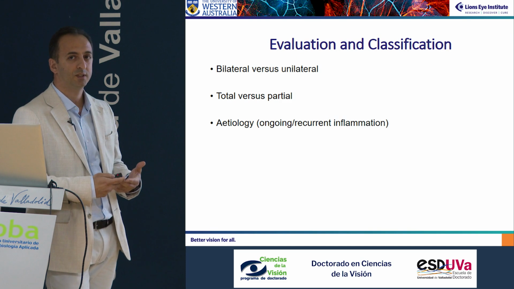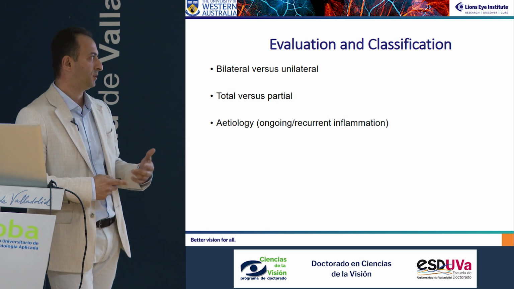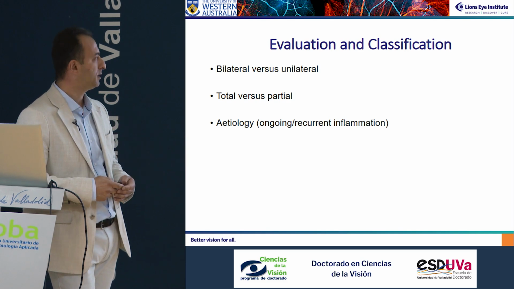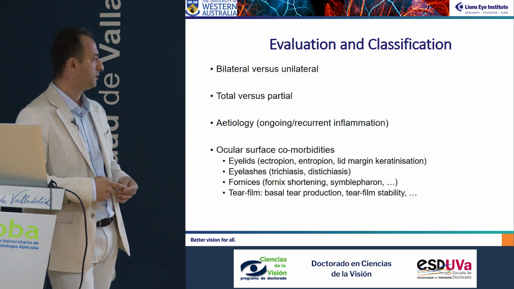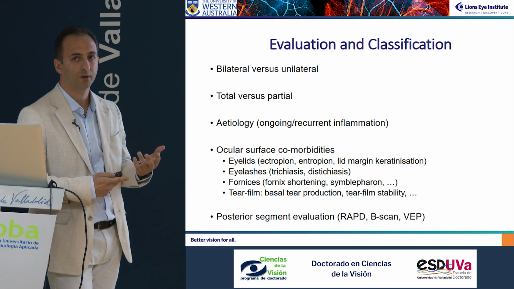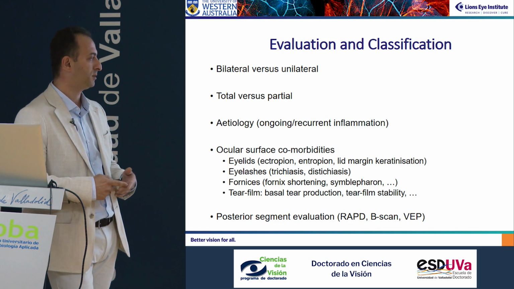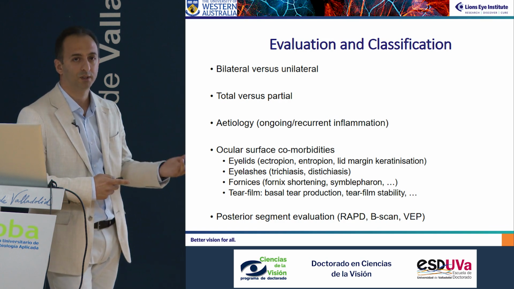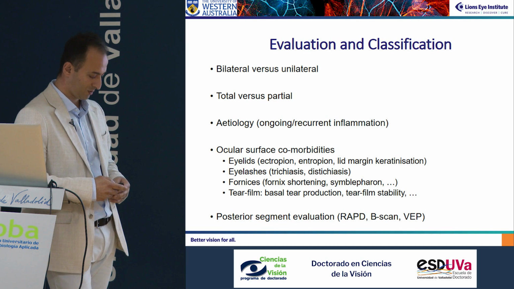If there is an inflammation, is it ongoing inflammation, like as I said in mucous membrane pemphigoid, or is the inflammation controlled, like an old chemical burn? And also it's very important to look for other ocular surface comorbidities in the eyelids, eyelashes, fornices, and tear film. And also we need to evaluate whether the eye has a potential for vision. So if we have, say, retinal detachment or optic nerve atrophy, then there's no point in treating the corneal condition. So we need to evaluate the eye condition before deciding what's the best treatment.